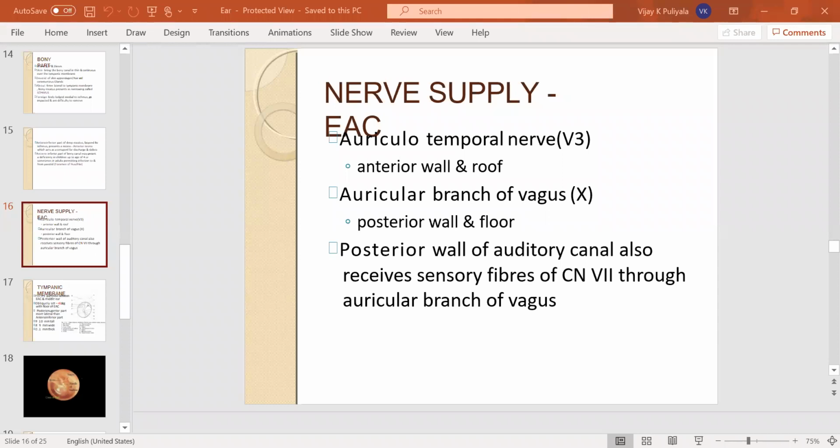In the infants it is present horizontally, but in the adults it is present obliquely like this. So the angle between this tube and the horizontal plane is almost 10 degrees in the infants, but in the adults it is around 45 degrees.